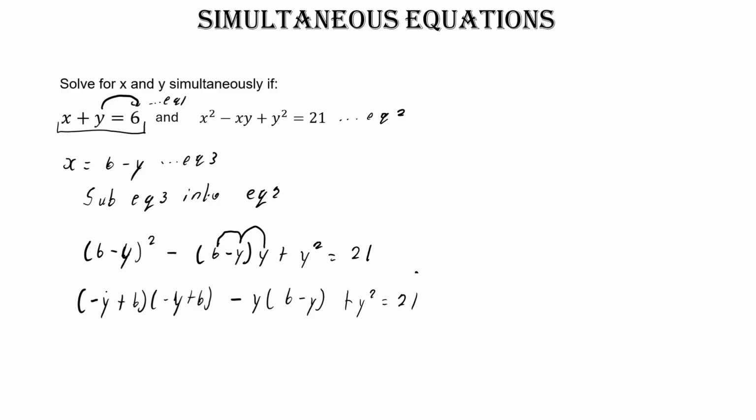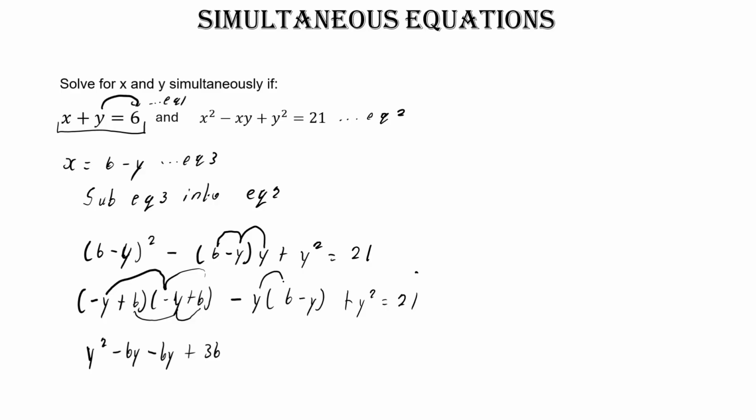So you can expand this, right? So first, outers, inners, and last. You FOIL it out. So negative y times y, that's just going to be y squared. Then negative y times 6, that's just going to be minus 6y. Again, that's 6 times negative y, negative 6y. And 6 times 6 is 36.